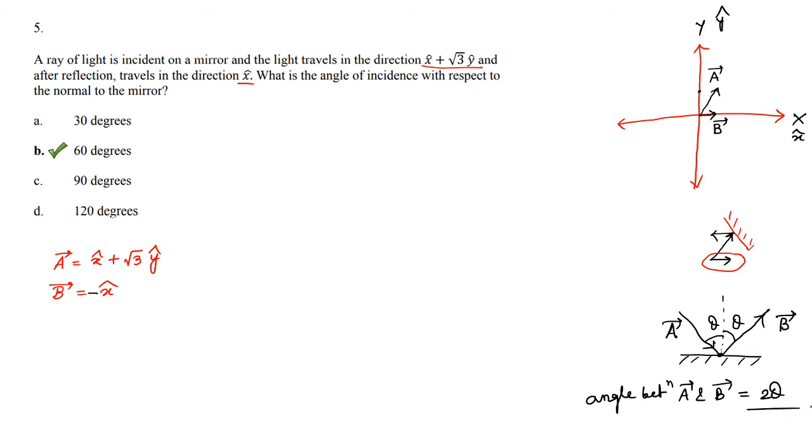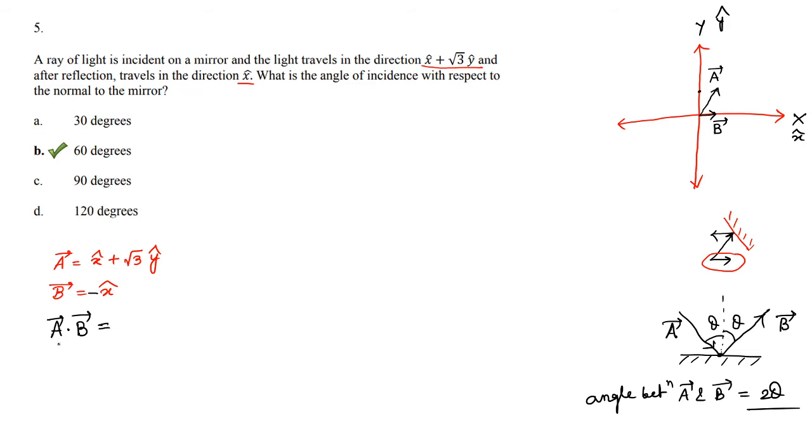Okay, so we have the angle between A vector and B vector as 2 theta. So we can now take the dot product of A and B vector, that is A vector dot B vector.